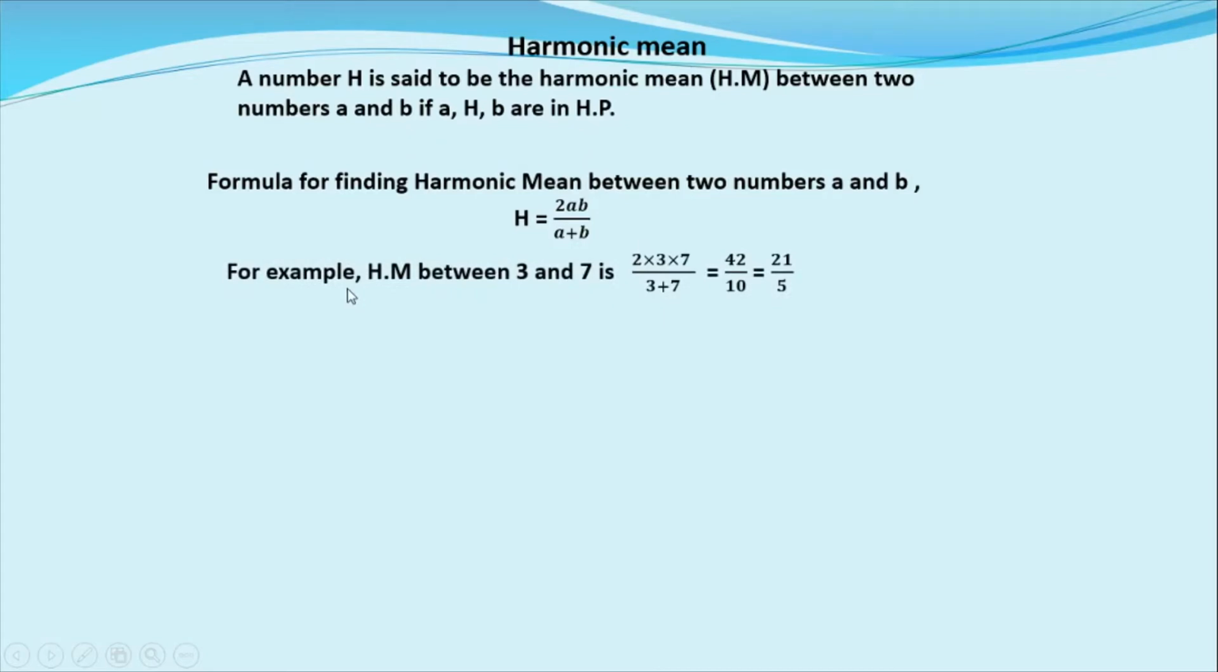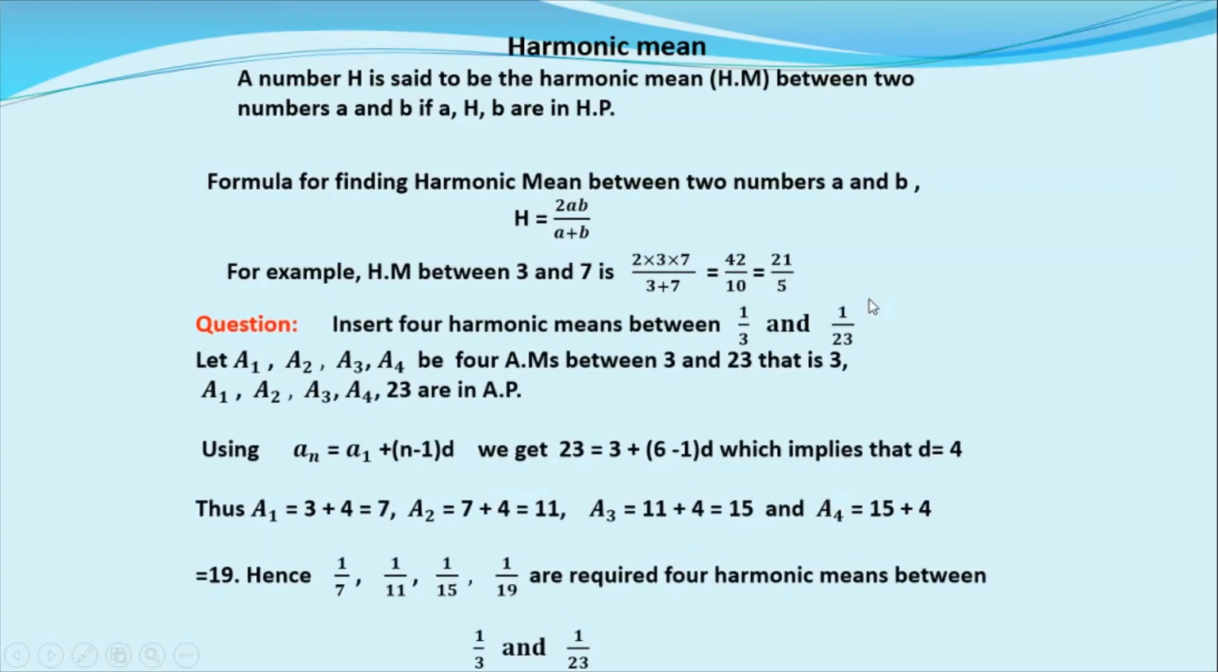Let's take an example. If we are given two numbers 3 and 7, how do we find the harmonic mean between these two numbers? If 3 is a and 7 is b, then this is the formula: 2 into a, which is 3, b is 7, and a plus b, 3 plus 7. That is 2 into 3, 6, 6 into 7, 42 over 3 plus 7, 10, and it is 21 by 5. What does it mean? 21 over 5 is the harmonic mean between these two numbers 3 and 7.